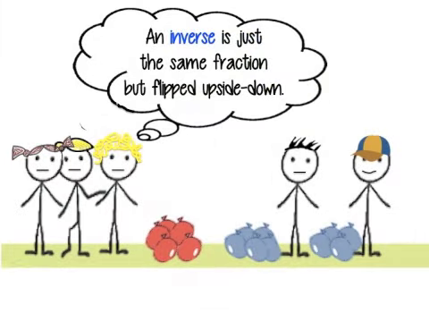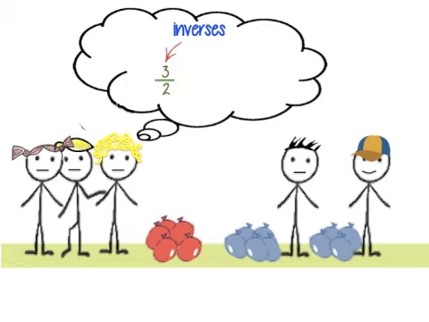An inverse is just the same fraction, but flipped upside down. If the fraction is 3/2, the inverse is 2/3. Or, if the fraction is 7/10, the inverse is 10/7. If you have an integer like 2, first you need to convert it to a fraction, 2/1. Then it works the same. 2/1, the inverse is 1/2.